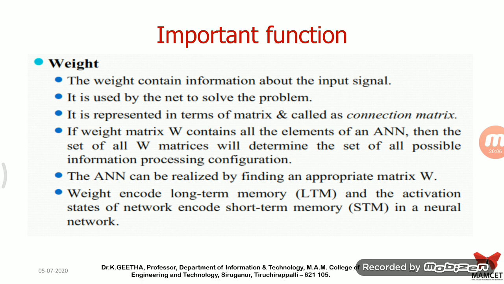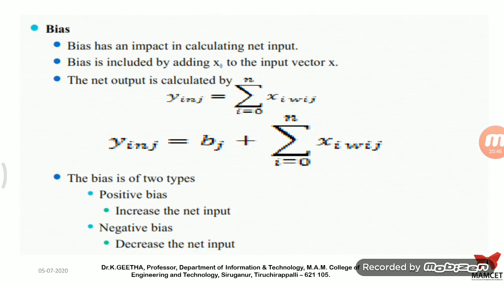Next important element is the weight. The weight contains information about the input signal. It is used by the net to solve the problem. It is represented in terms of a matrix and called the connection matrix. If weight matrix W contains all the elements of an artificial neural network, then the set of all W matrices will determine the set of all possible information processing configurations. The artificial neural network can be realized by finding an appropriate matrix W. The weight encodes long-term memory, and the activation states of the network encode the short-term memory in a neural network.